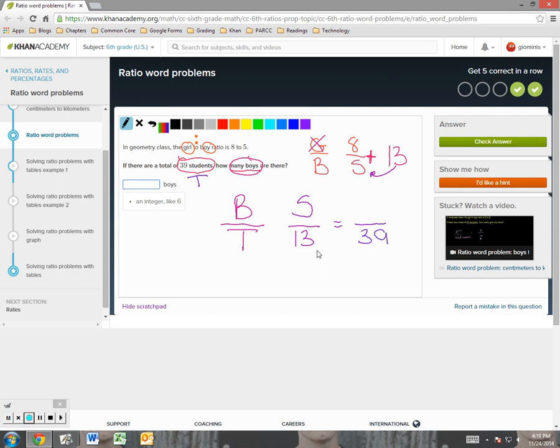And then I ask myself, what did I do to 13 to get 39? Well, I multiplied by 3. Whatever I do to the bottom part of the ratio, I must do to the top part of the ratio. 5 times 3 gives me 15. But wait a minute here.